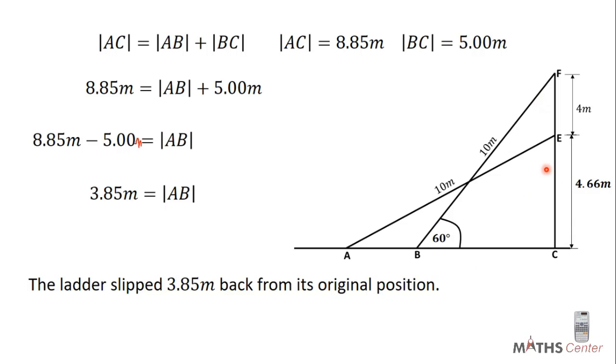So from the diagram here, we can see that at the top here, the ladder slipped 4 meters, but at the foot of the ladder, it slipped back 3.85 meters. So using the Pythagoras theorem and the trig ratios also, we have been able to find the distance the ladder slipped back from its original position on the ground.